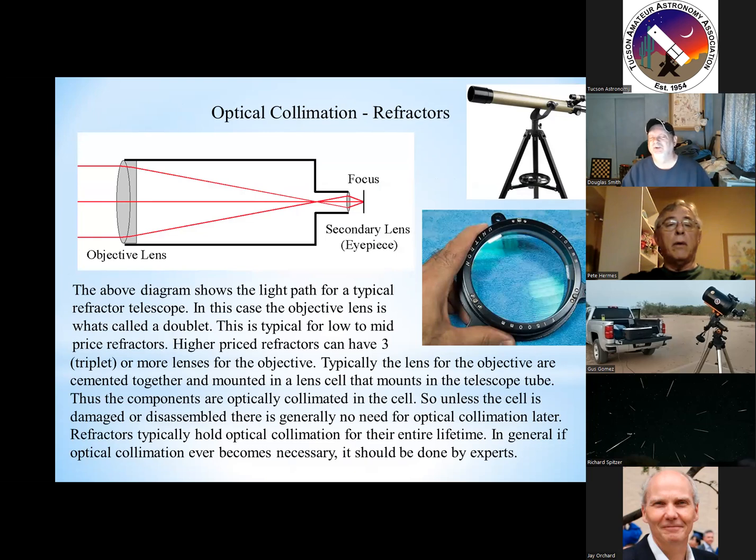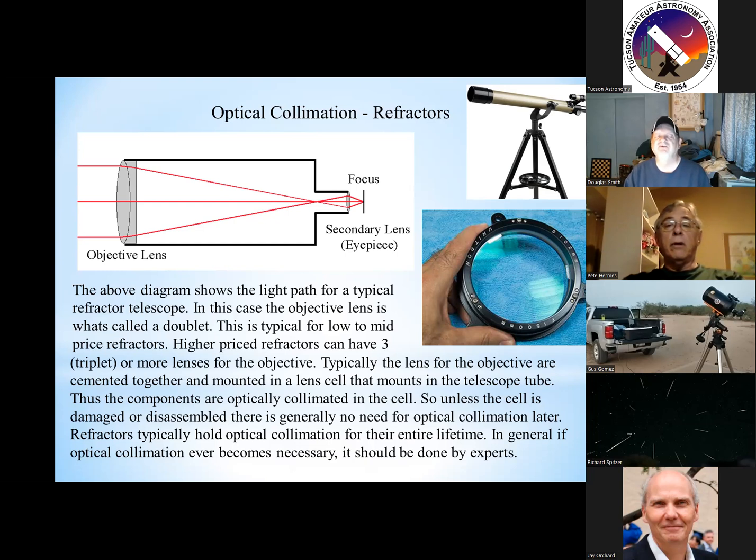So this is the typical refractor telescope. It's got a 2-element objective lens called a doublet, which is typical for the low to mid-price refractors. Higher price refractors can have 3 or sometimes 4 elements in the objective lens.